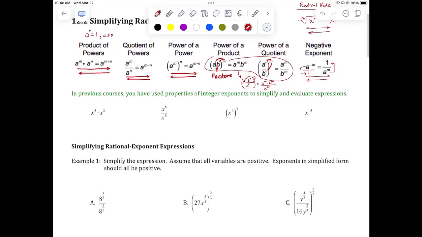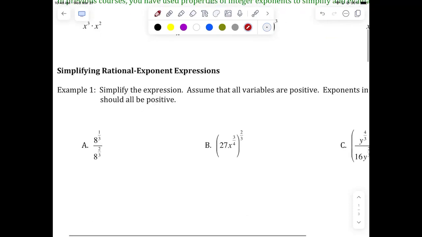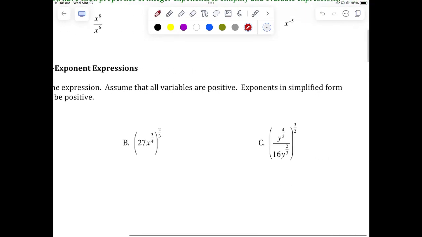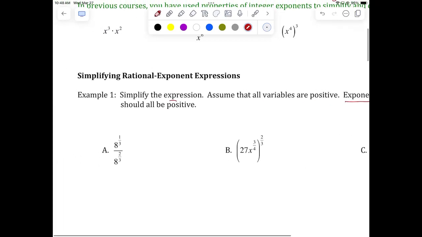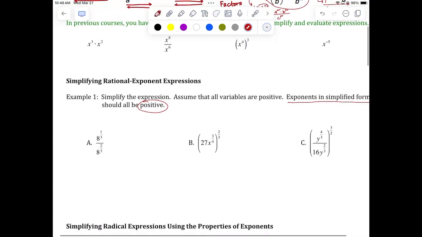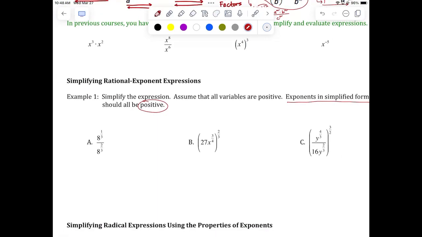Okay, so let's jump down to example 1. Simplify the expression. Assume that all variables are positive. Exponents in simplified form must be positive. So in our final answer, we don't want any negative exponents. But is it okay to have negative exponents in the interior of the problem while we're working it? Yeah, very often we like negative exponents because it allows us to take things out of the denominator, and working in the numerator just feels safer.